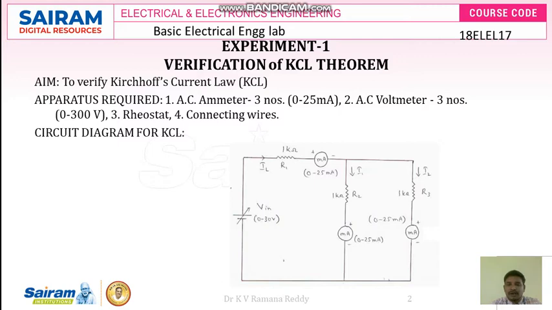with R2 and R3. So according to Kirchhoff current law, if we apply it at this node, the algebraic sum of currents entering the node from this ammeter is equal to the algebraic sum of the currents moving away from the node, that is nothing but the sum of these 2 ammeters' currents.